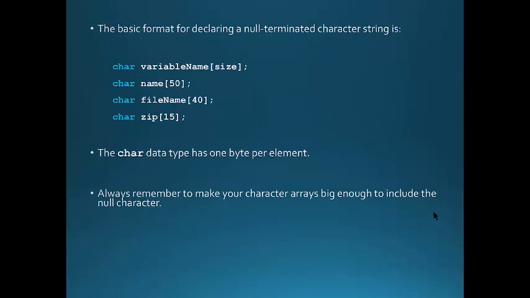So to declare a null terminated character string, you would do it this way. You would say char, then the variable name, and then you would provide the size of your array. So, for example, name[50] could store 50 characters for a name. fileName here could store 40 characters for a file name. Zip could store 15 characters for a zip code.